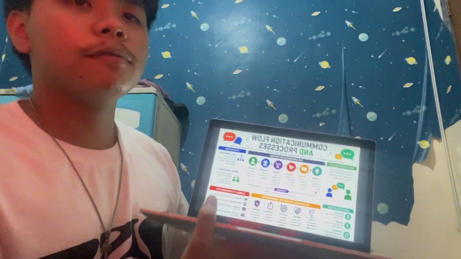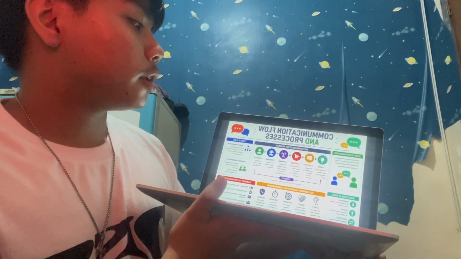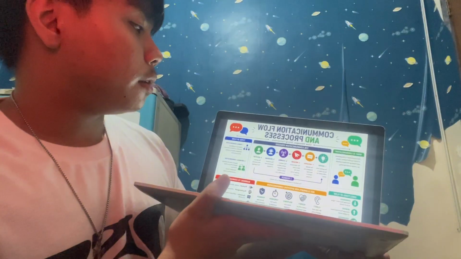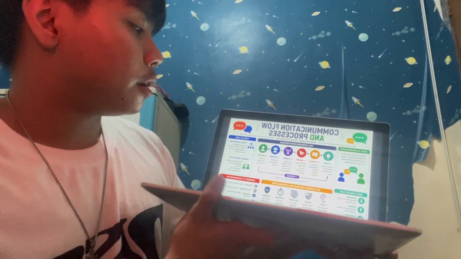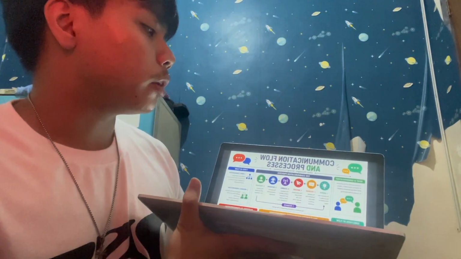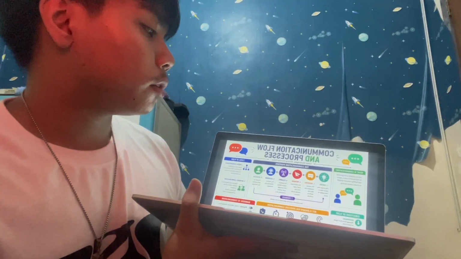So let's move on to the communication process. We have 7 types of communication process. Let's start with the first, sender; second, encoding; third, message; fourth, channel; fifth, decoding; sixth, receiver; and seventh, feedback. So what do we mean by sender? The person who has an idea or information to share.